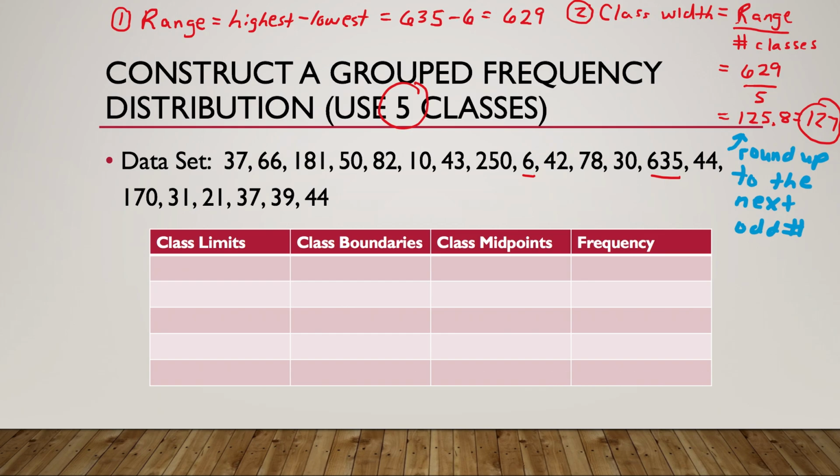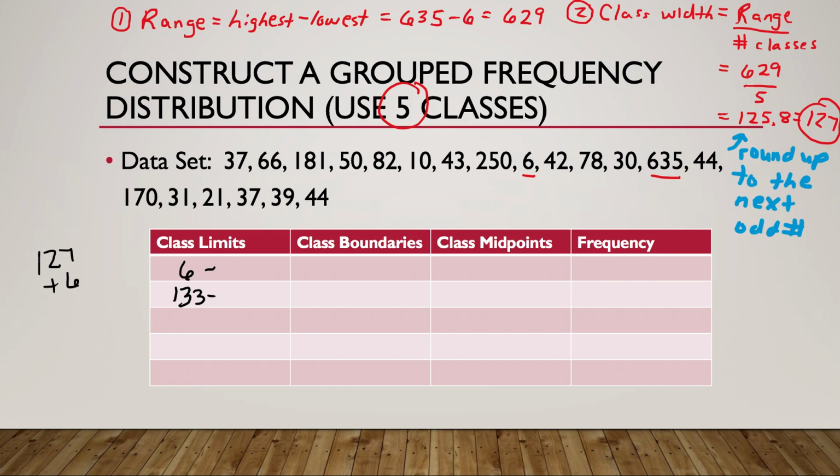Okay, so now we're ready to begin setting up our class limits. So when I set up my class limits, I'm going to start with the smallest value in the class, which would be 6. And what I'm now going to do is I'm going to take that 127 that we just came up with for the width, and I'm going to add it to 6. So I'm going to say 127 plus 6, and that's going to give me 133. That 133 is going to start my second class.